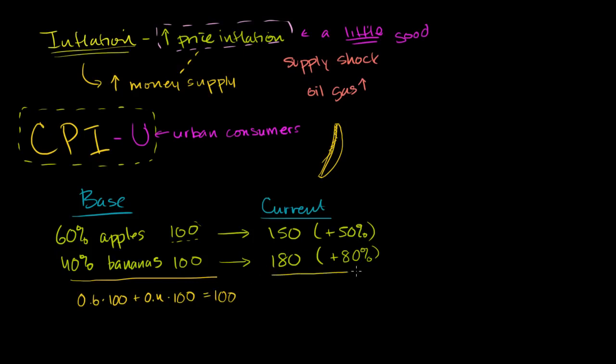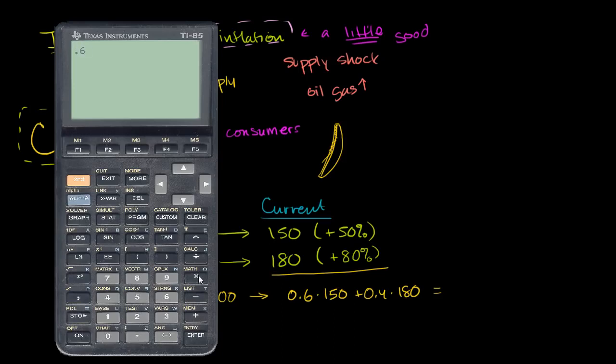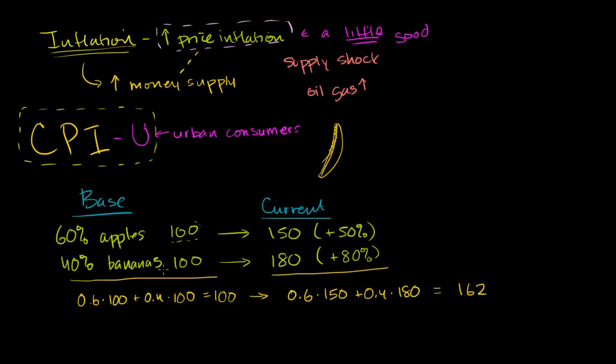Now over here, in our current year, so this is what we're transitioning to, there's a couple of ways to do it. You could say, look, we're spending 60% on something that has gone up to 150 now. So we'd say 0.6 times 150, and then we'll say plus 0.4 times 180. And that gets us to, let me get my calculator out. So 0.6 times 150 plus 0.4 times 180 gets us to 162. So if you look at this basket, and this is an overly simplified basket, we have increased from 100 to 162, or you could say this is plus 62%.